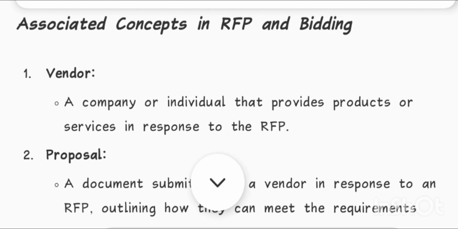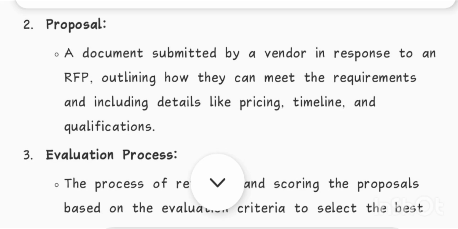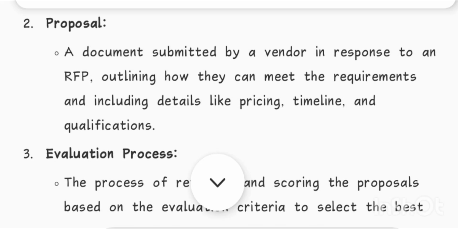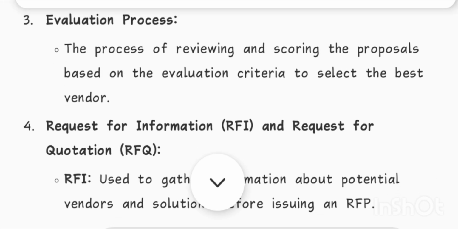Associated concepts in RFP and bidding. 1. Vendor, a company or individual that provides products or services in response to the RFP. 2. Proposal, a document submitted by a vendor in response to an RFP, outlining how they can meet the requirements and including details like pricing, timeline, and qualifications. 3. Evaluation process. The process of reviewing and scoring the proposals based on the evaluation criteria to select the best vendor.